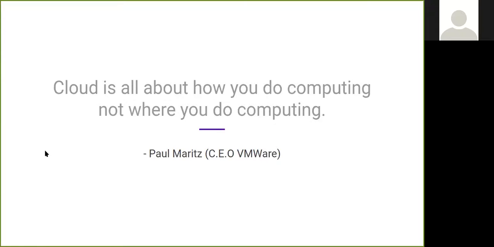A very famous CEO of VMware said that cloud is all about how you do computing. It's not where you do computing. This says that whatever computing we are doing, it doesn't matter where we are doing it. If you're buying an AWS server, the cloud computing will not change. If you're buying a Google platform, the cloud computing will not change. It's about how you do computing.